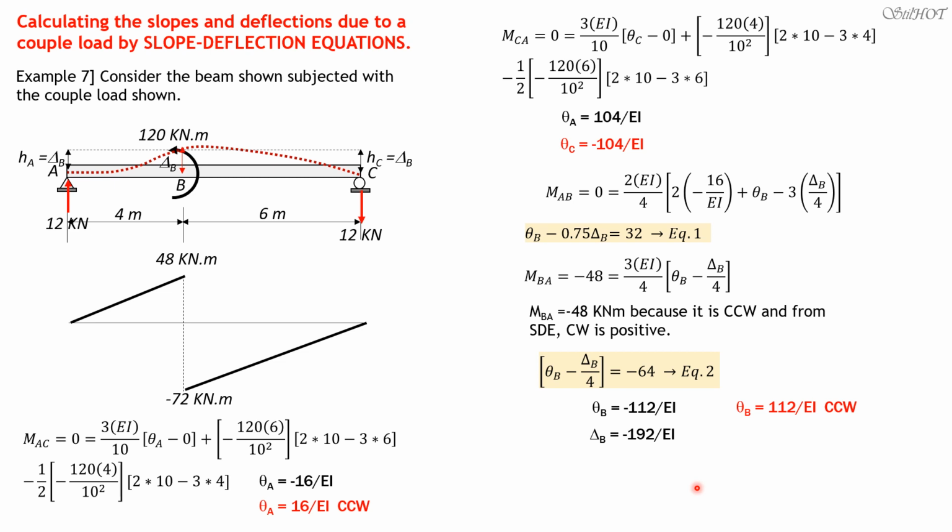So that's it. To summarize, theta A is 16 over EI counterclockwise. Theta C is negative because the value of theta C from slope deflection is positive, meaning clockwise, and clockwise is negative, so theta C is negative 104 over EI. Or in other words, that's counterclockwise. Then theta B is 112 over EI, and the slope is rotating counterclockwise, and that's positive. These are the results by slope deflection. Delta B is 192 over EI, and that's a positive deflection.